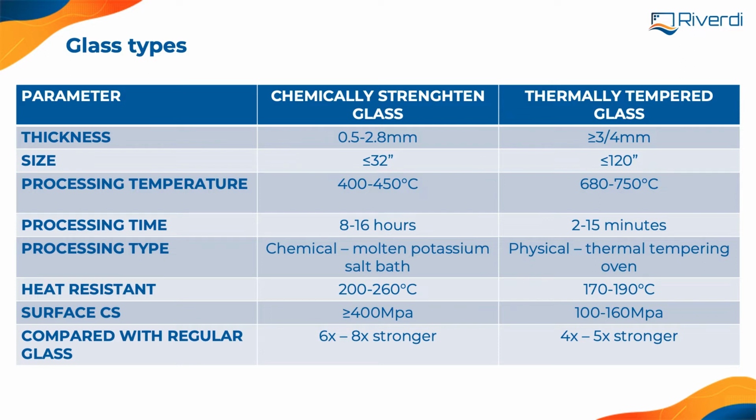So mainly we use two types of the glass. One is a chemically strengthened glass. We call it a CS glass, from chemically strengthened, of course. And we use sometimes thermally tempered glass, like hardened glass, where we use a high temperature.